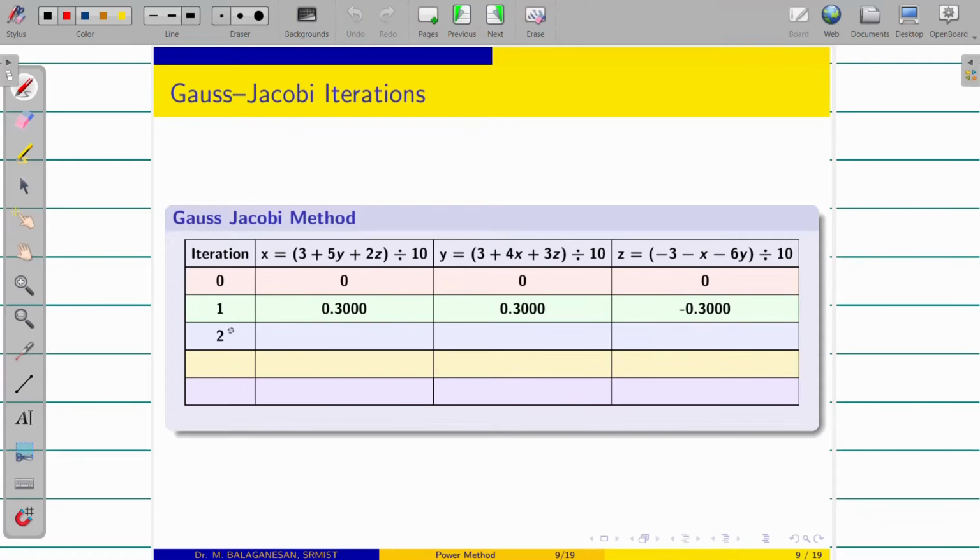Right. Now come to the second iteration. In the second iteration, I have to proceed in a similar way. I have to find my x. Which values do I have to take? If you want to move on to the second iteration, you have to take the values from the first iteration, that is the old iteration, old values, as I told you already. So if you want to find x, I have to substitute the y value and the z value. The y value is 0.3, and the z value is minus 0.3. If I give both here, you can get this answer.